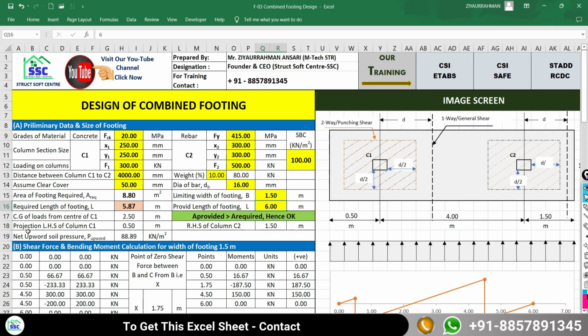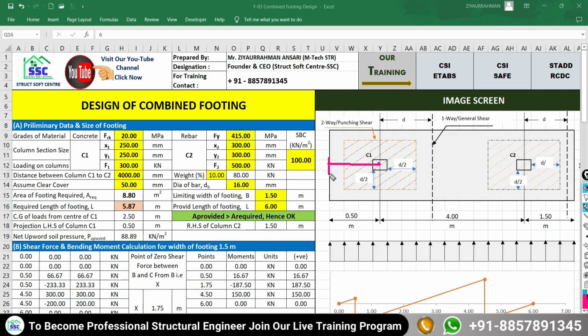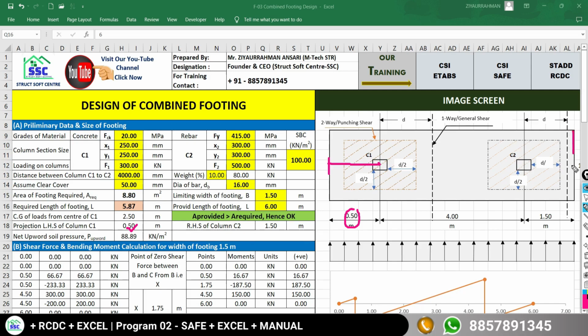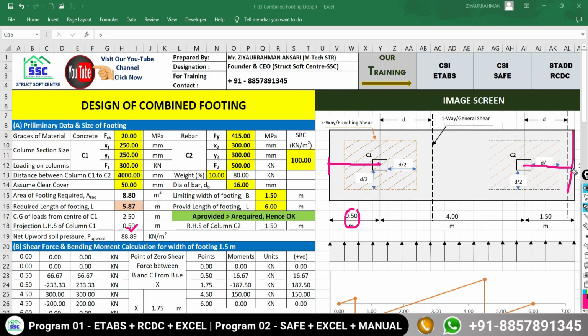Now the projection of the footing from the center of your C1 column up to its edge is going to become 0.5. Here it is given. And the projection of your footing up to its edge from the center of the C2 column is going to become 1.5 meter.